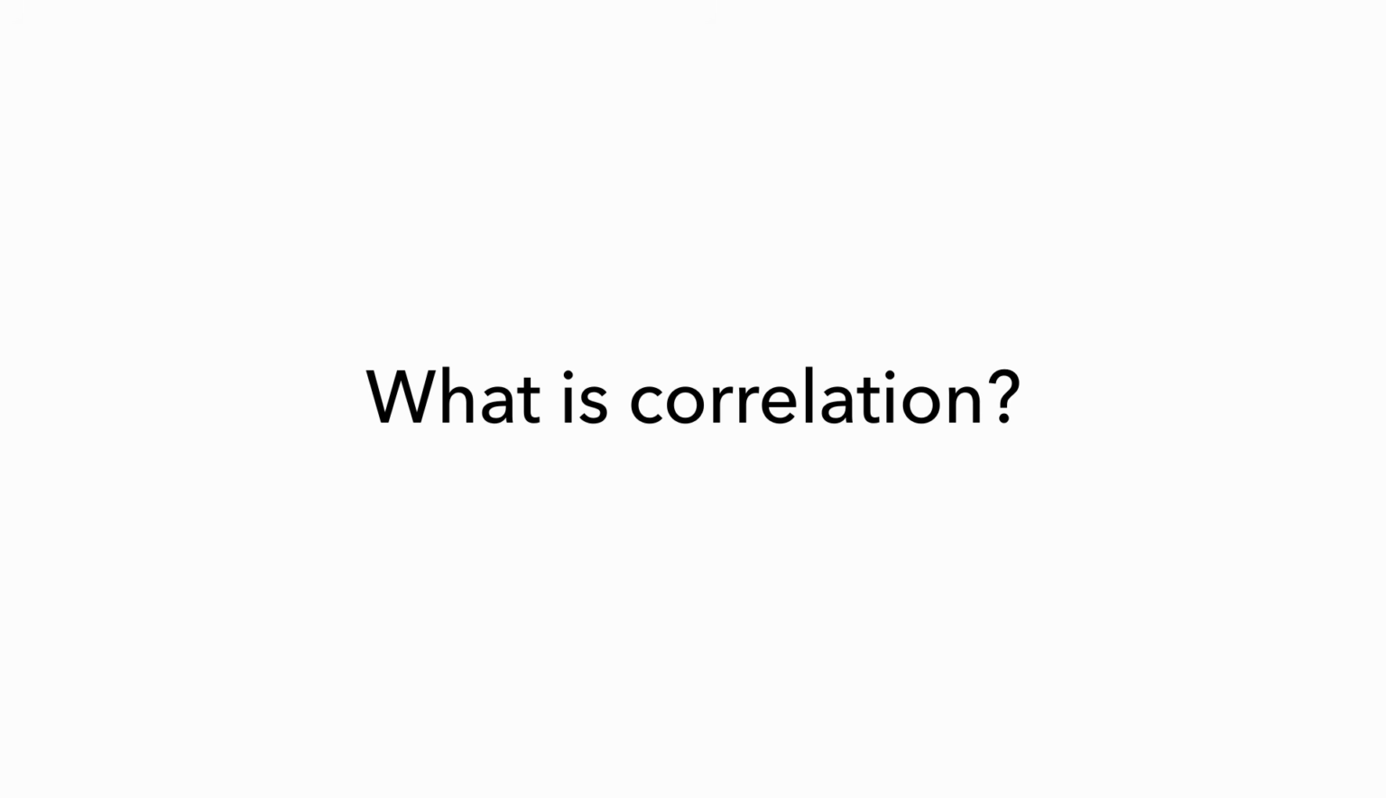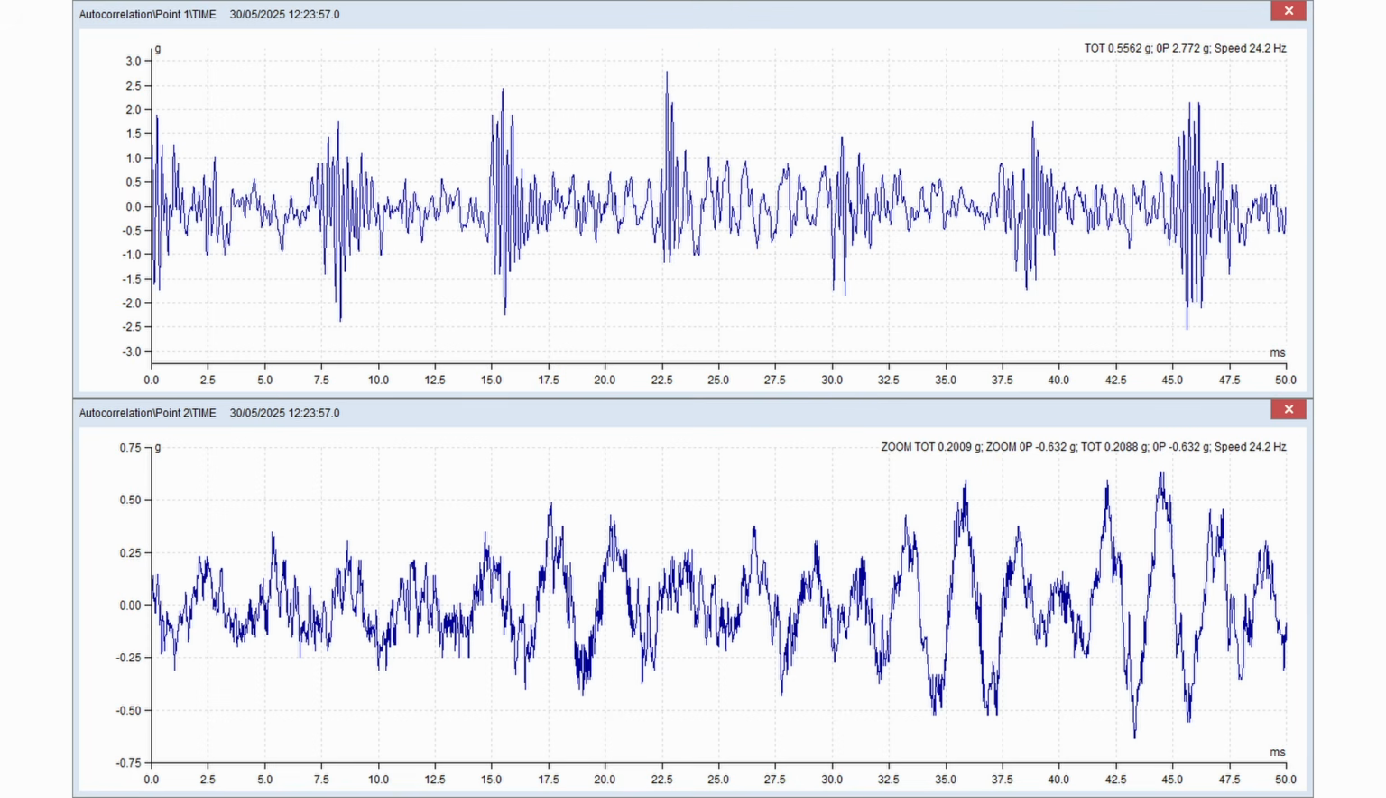Before we get to what autocorrelation is, we need to explain the basics of correlation. In signal processing, correlation is a measure of how similar the shapes of two signals are. A measure of this similarity is the correlation coefficient, which is a value always between -1 and 1. The correlation coefficient is near 0 in this case because the shapes are completely different.